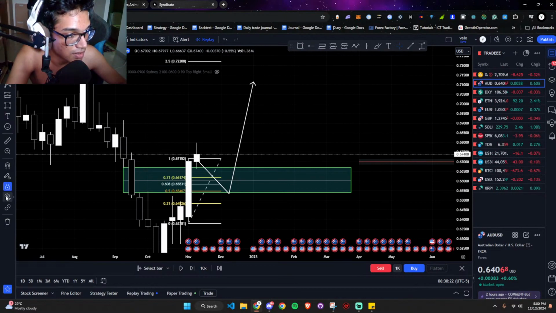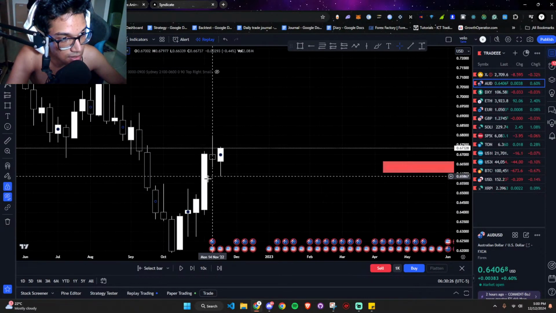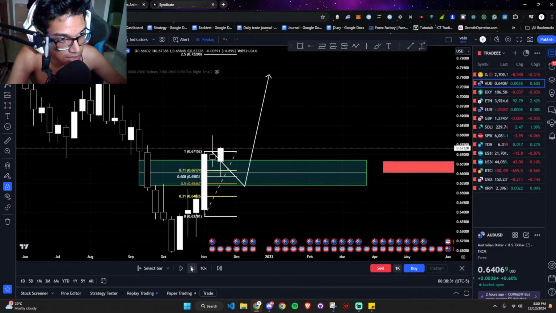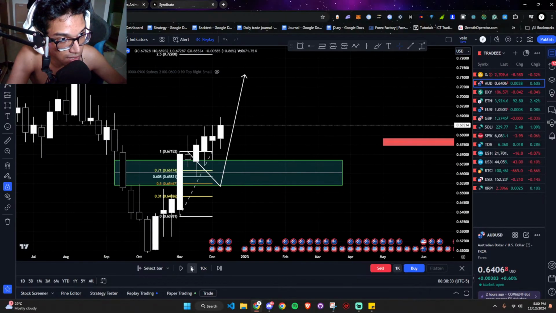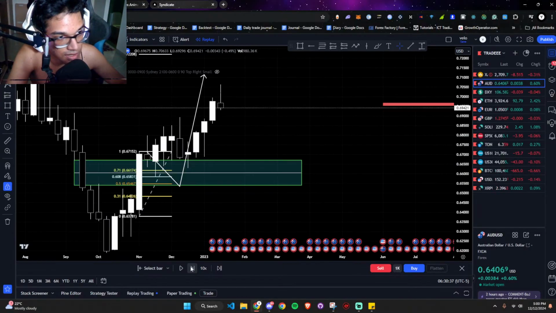I'm going to get rid of it just to avoid the clutter. But let me show you guys. So this is also a fair value gap in itself. So now we will expect a retracement towards 0.5. I'm not touching this until we have a retracement towards 0.5. Come on, retrace. Almost. Does not retrace.